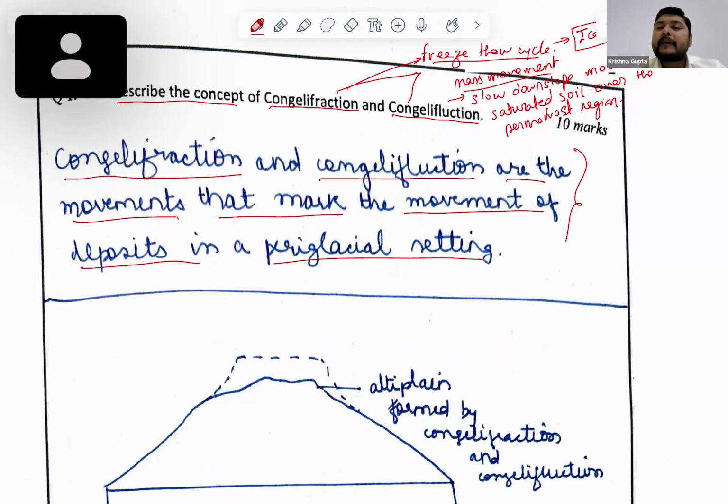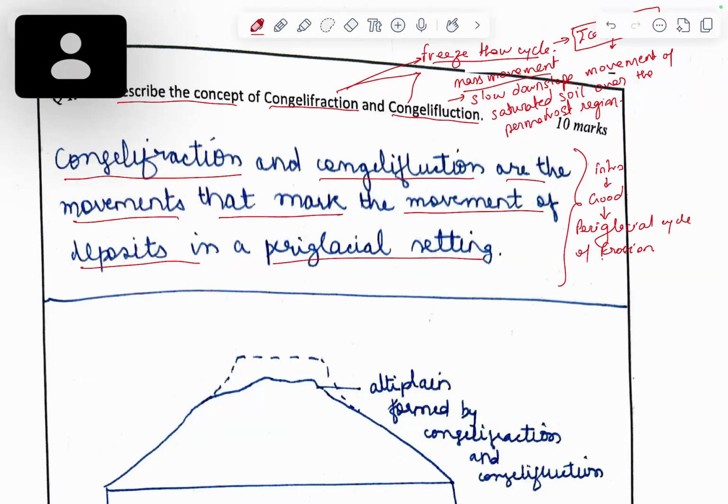Here we can see that the introduction is quite good. We can also relate it with the periglacial cycle of erosion. Can I ask who has given this periglacial cycle of erosion? Peltier. It was Peltier.